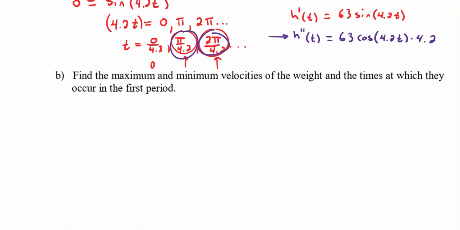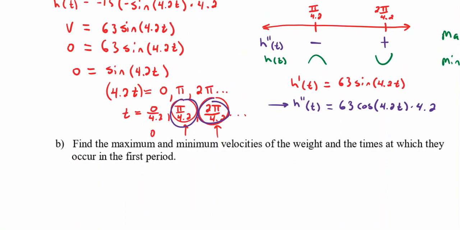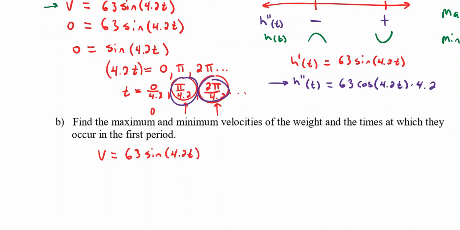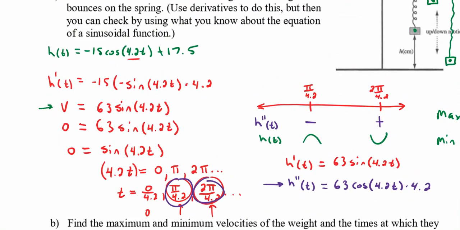All right, maximum, minimum velocities. Maybe you're figuring out where to go here, but just to get my bearings, let's write down the equation I found for velocity, the first derivative. So that was v is equal to 63 sine 4.2t. Now, okay, so now the maximum and the minimum velocities. So where is that going to happen?